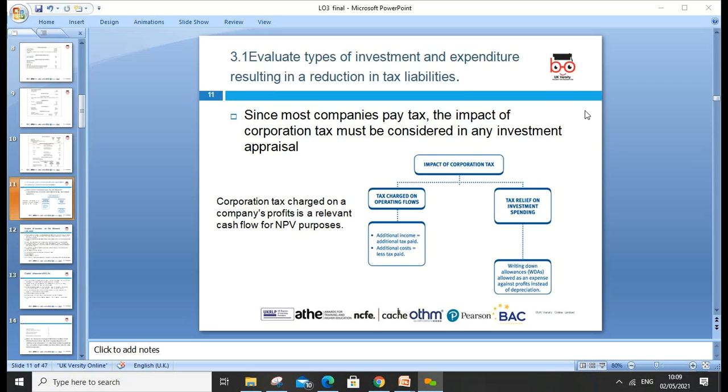The tax relief on investment spending that we have available is called writing down allowance, allowed as an expense against the profit instead of depreciation. Depreciation is a non-allowed expense, so we're not looking at depreciation. It's good that I can send you the handout, so we can look at the chapter on investment and explore further issues.